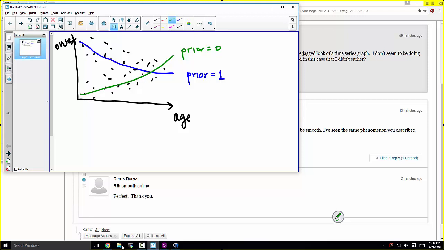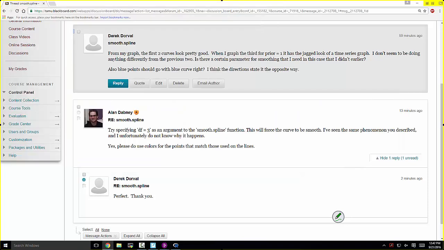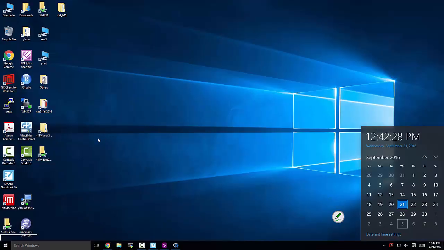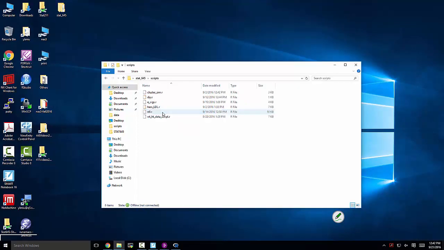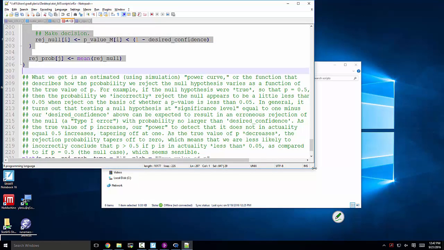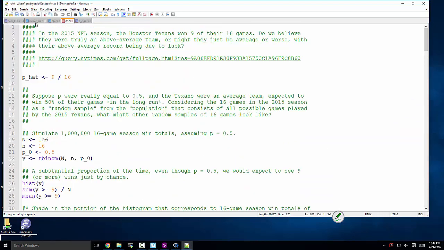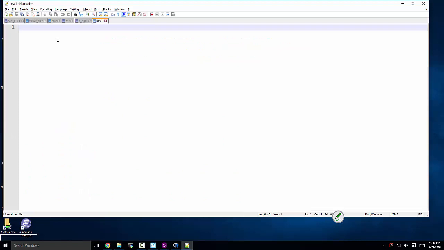Let me get a script open. Okay, I'm going to start a new script and just illustrate a simple case. Let's simulate some data, make a scatter plot, and overlay a smooth curve. I'm going to make some random normal data first.